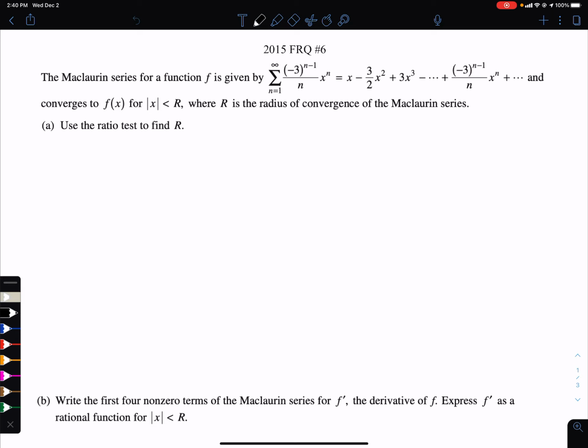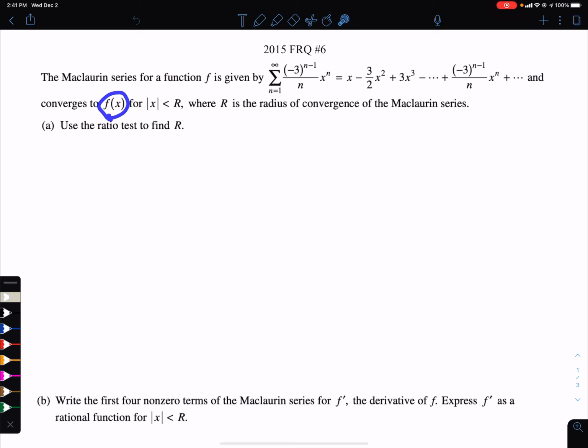This is 2015 FRQ number 6. They give us a Maclaurin series for a function, and they say it converges to f of x. So some function f of x is represented by that Maclaurin series, and they have a radius of convergence of r. They want to find r, so just a radius only, not the interval.